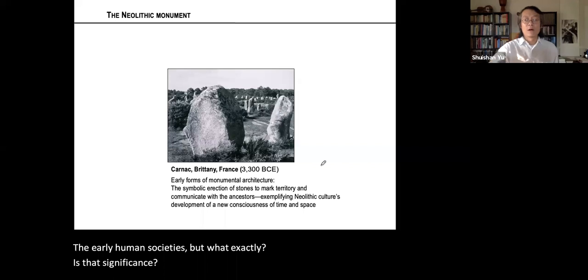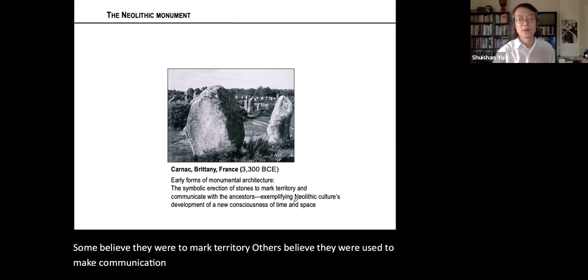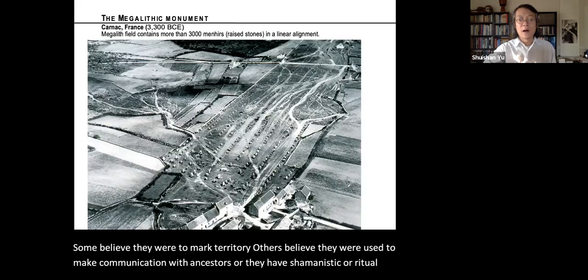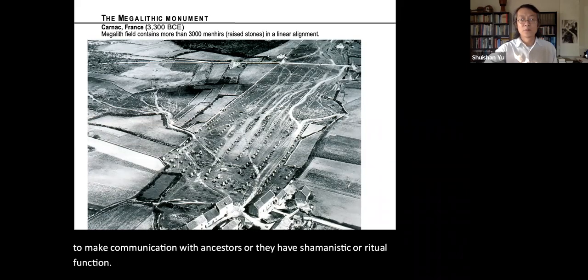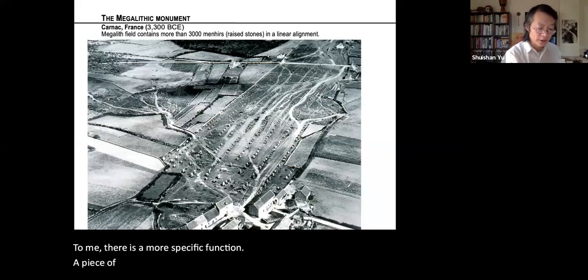Some believe they were to mark territory. Others believe they were used to communicate with ancestors, or they have a shamanistic or ritual function. And to me, there is a more specific function for a piece of stone to be erected on the surface of Earth.